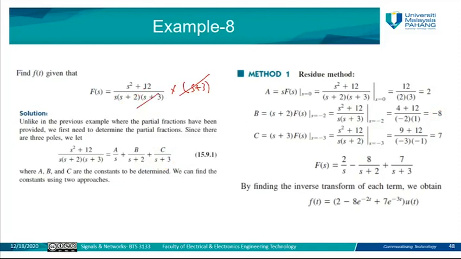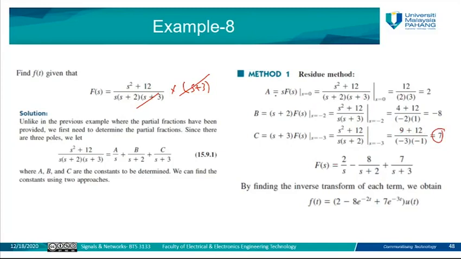Then you substitute for each s by -3, which is the value that makes this denominator equal to 0. Okay, so we have to substitute here -3, and -3 squared will give you 9. Then you have plus 12. Over here you have -3 plus 2, it gives you -1. Here you have -3 times -1, which gives you 3. So 9 plus 12 over 3 will give you 7.